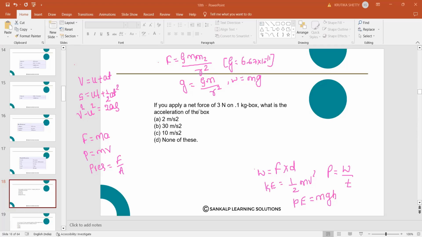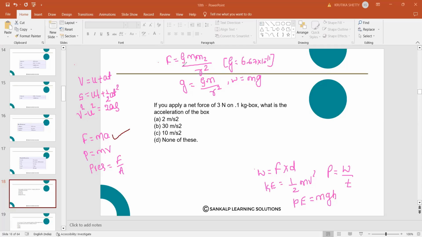See, here our question is, if we apply a net force of 3 Newton on a 1 kg box, what is the acceleration of the box? So simple question, very simple question it is. They are asking you acceleration. In all the formulas, we have the force and acceleration relation. The relation is given by this formula, F is equal to ma.